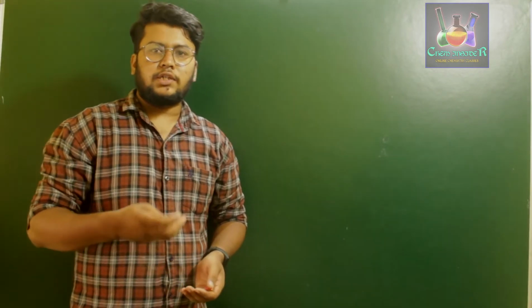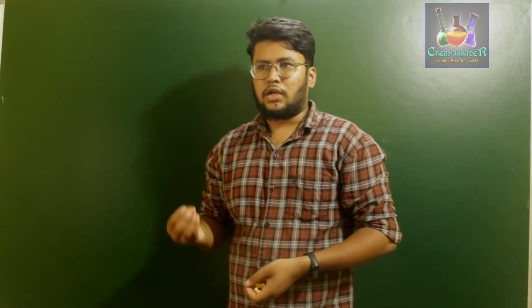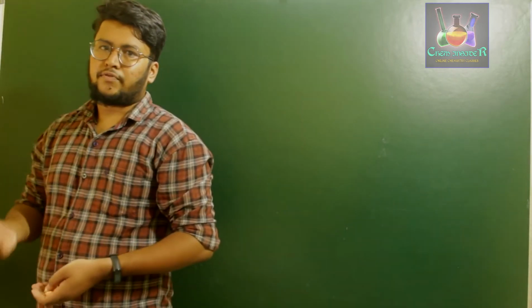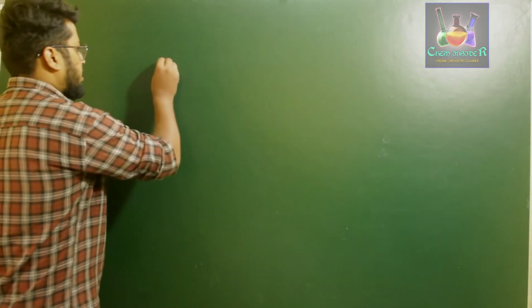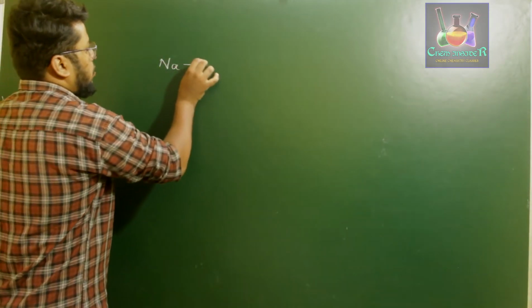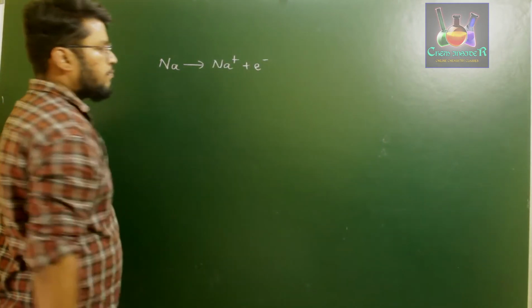In the previous video we discussed the ionization enthalpy of an isolated gaseous atom. That is the amount of energy which we have to provide to an electron in order to take that electron from its ground state to its excited state. As an example, consider a sodium atom losing an electron to form a sodium ion, right?